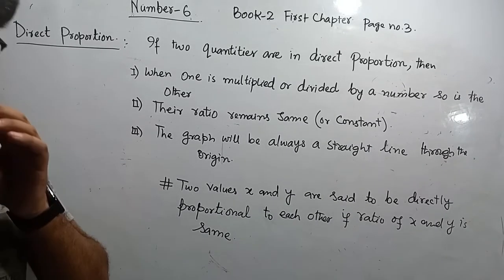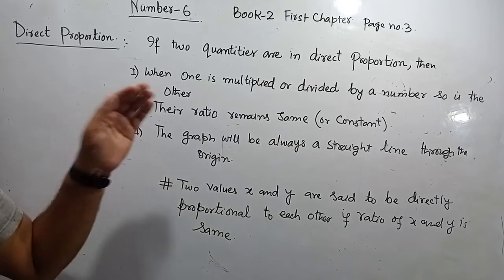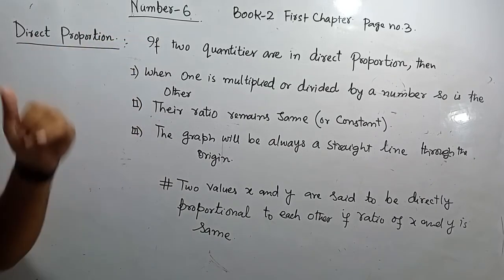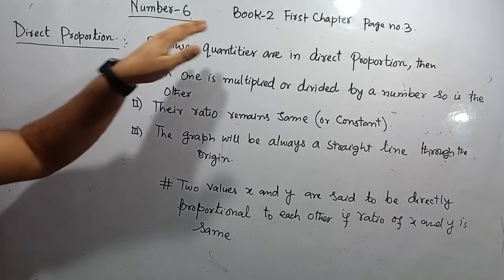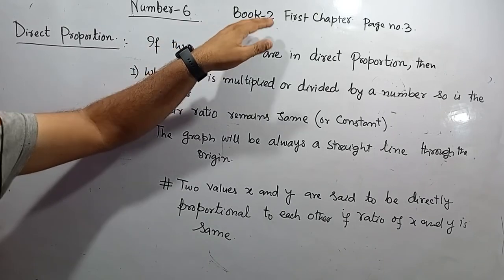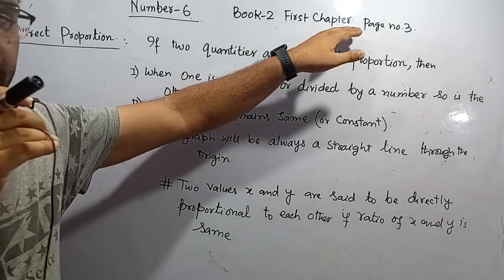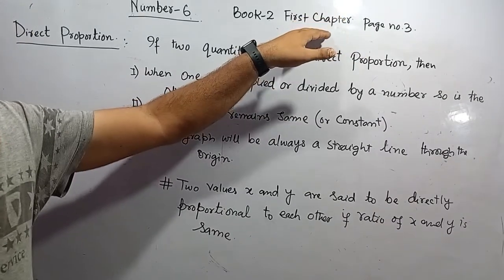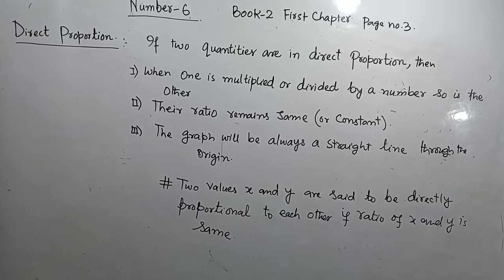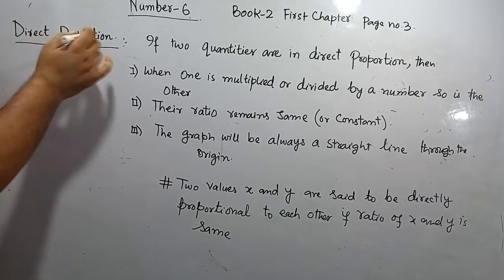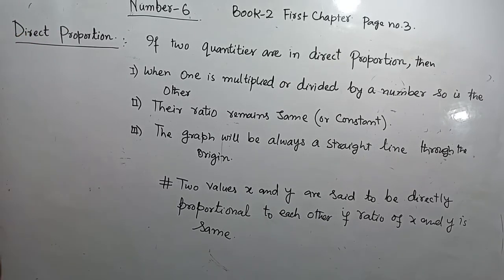Today in this video we will learn chapter number 6. As you can see, I have written here Book 2. So this is the first chapter from Book 2, and you can see page number 3 of the same book. Here the first topic is direct proportion. First we will try to learn what direct proportion is.